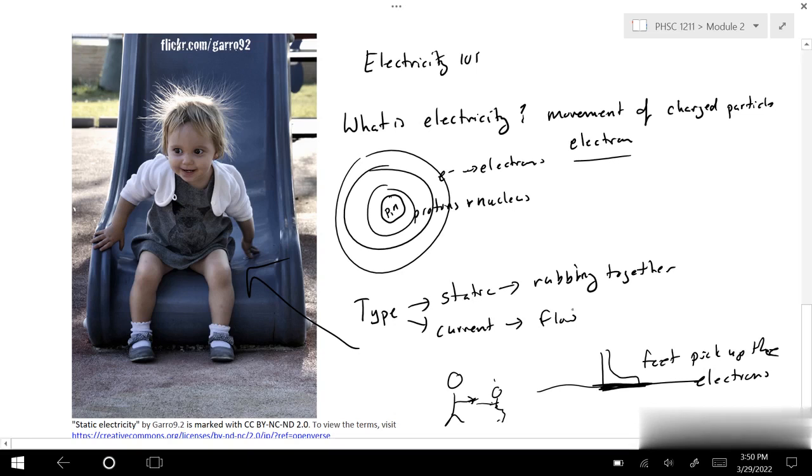So again, static electricity, when things are rubbing together, current electricity is really the flow of the electrons that are moving. So they're fundamentally different, but yet they're fundamentally the same.